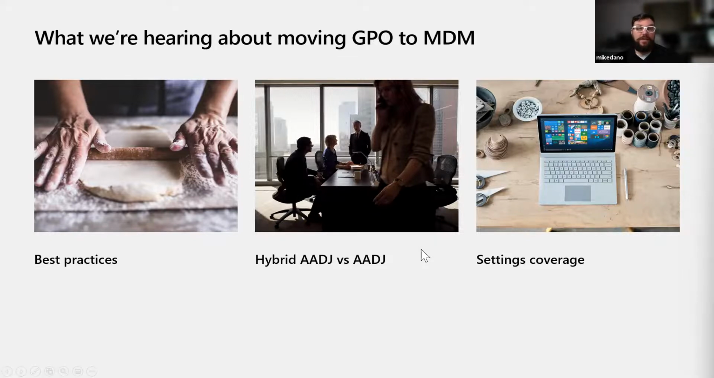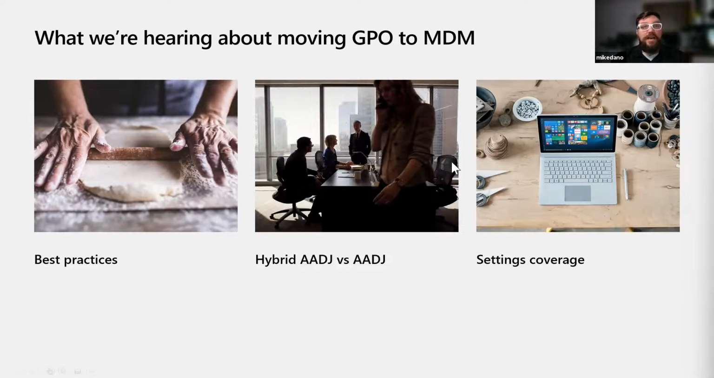Some of the feedback we're seeing right now and some of the questions we're getting is around very old settings and bringing them forward. As Michael mentioned in the previous session, we added 1,400 new settings. This is based on feedback from customers who are asking for these settings to unblock. They're currently in a hybrid model, hybrid AADJ, managing devices both via MDM and GPO, and want to move to MDM. So they're going through piece by piece and bringing things over.